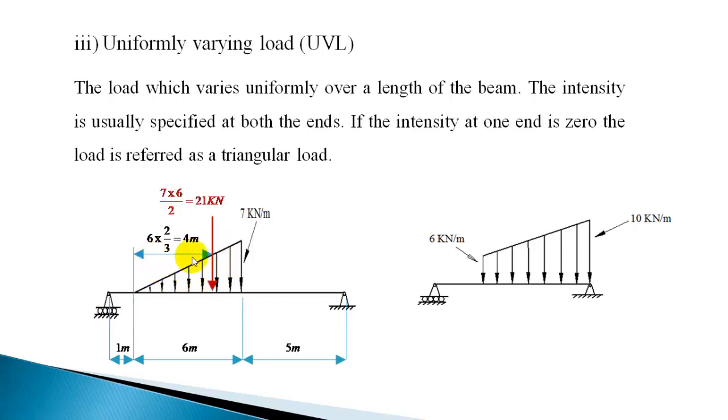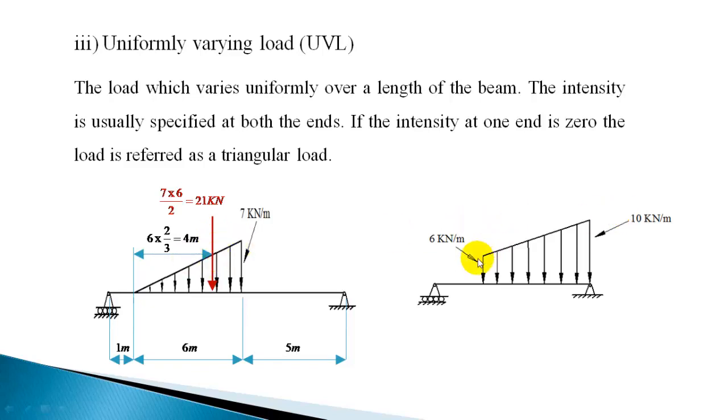Now the resultant will be acting like this. This is the resultant load, 7 into 6 divided by 2, or 21 kilonewton. So you can replace this by 21 kilonewton. The location where you have to place it can be calculated as the span into 2 by 3 from the 0 intensity side, and from the other side it is going to be 1/3. 6 into 1 by 3 is 2 meter, and from the 0 intensity side it is 4 meter. So this is how you replace a triangular load.